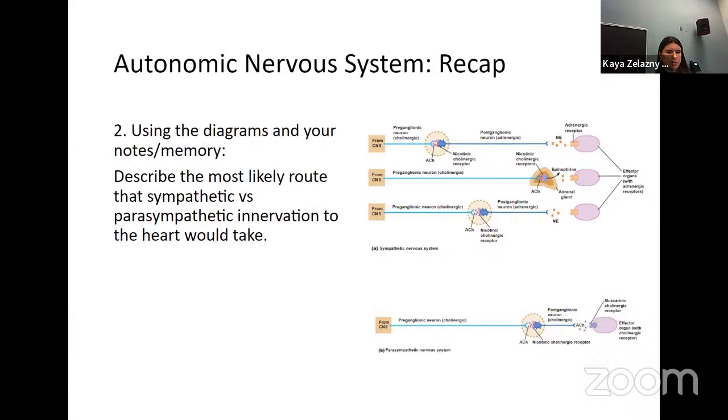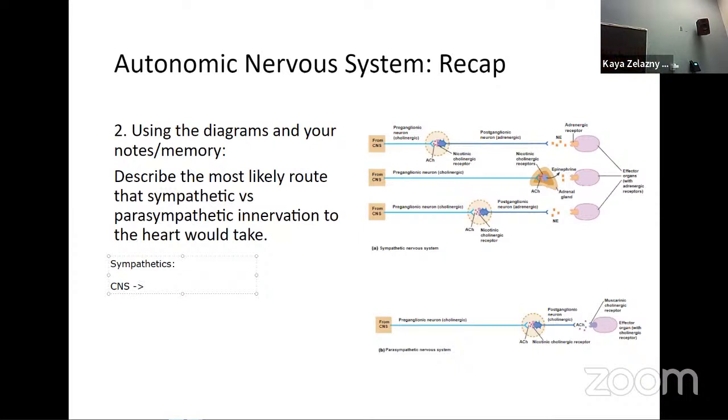So let's start with our sympathetics. All right, so we're going to start with the central nervous system, right? And then where is our signal first going? What would we call that neuron that we're first on? What type of neuron is that? Perfect. Yeah, so we have a preganglionic neuron. And we can see on this slide that it is a cholinergic neuron, right? So we might then say that it releases acetylcholine. Textbook thinker.